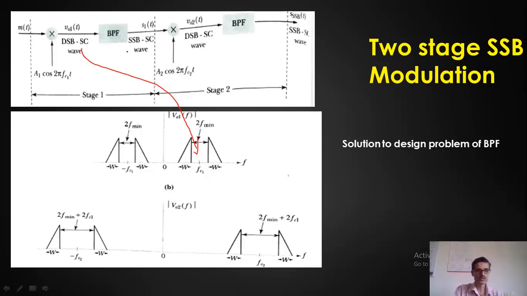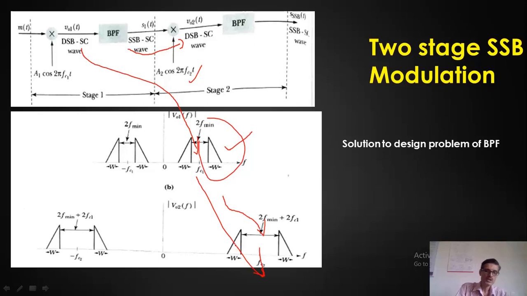That's why the output of this band pass filter, the SSB signal, is given to another multiplier with the frequency of FC2. Now what happens? This is the input for the second multiplier, so this entire spectrum is shifted by FC2, now centered around FC2, where FC2 is more than FC1, as you can see over here in the frequency domain. So now what will be the separation between the two spectrums? When you calculate the difference between this frequency and this frequency, that guard band will be equal to 2 times f minimum plus 2 times FC1.